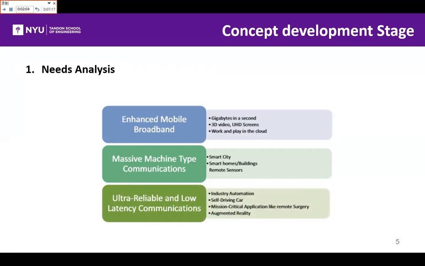Number three, in the previous network system, say the 4G system, the network connection could be unreliable, and there is long latency, which is not acceptable for some real-time applications like voice over IP or video conferencing. But here 5G provides ultra-reliable and low latency communications. This could help the realization of industry automation, self-driving cars, VR, AR technology, and remote surgery.